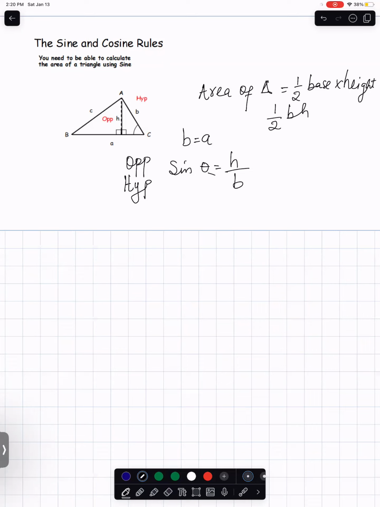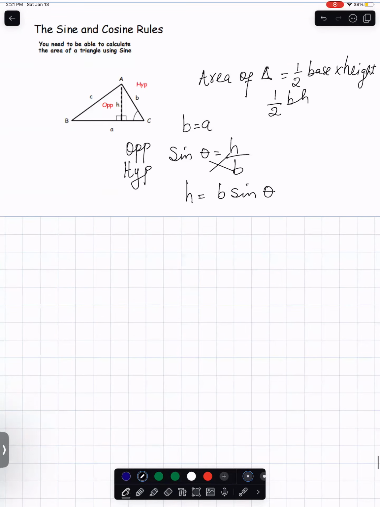Sorry, just cross your b to your sine theta. So we have our h there as being b sine theta. Our area will be half b h. We already know b is a, so we have half a b sine theta. So with this formula, you can calculate the area of a triangle using your given angle.